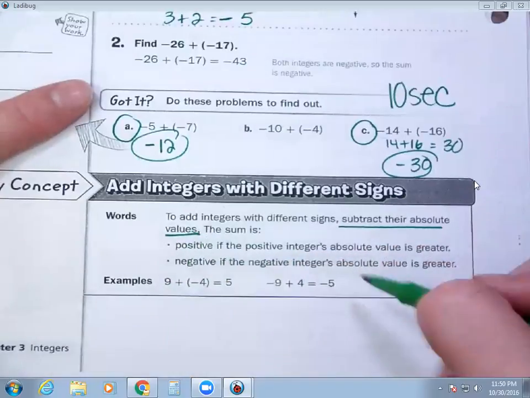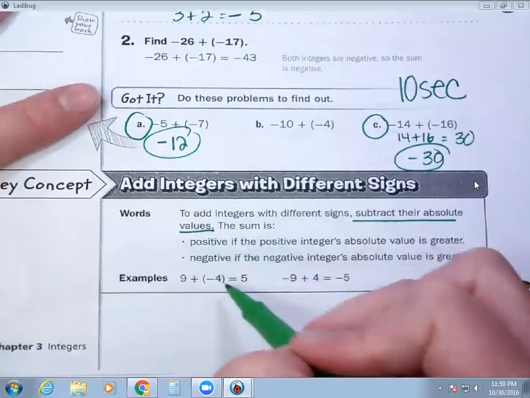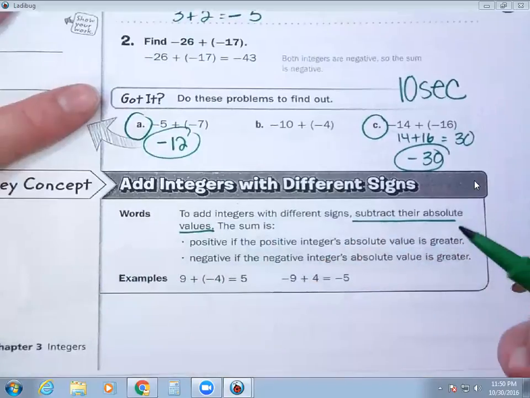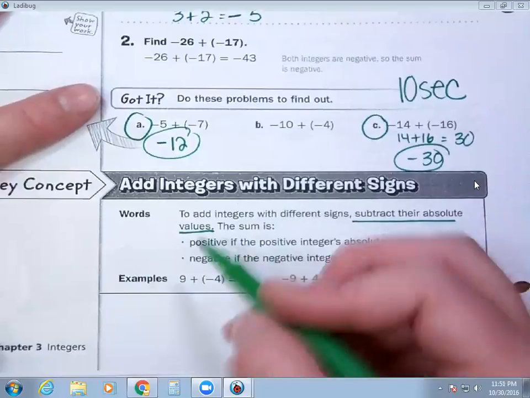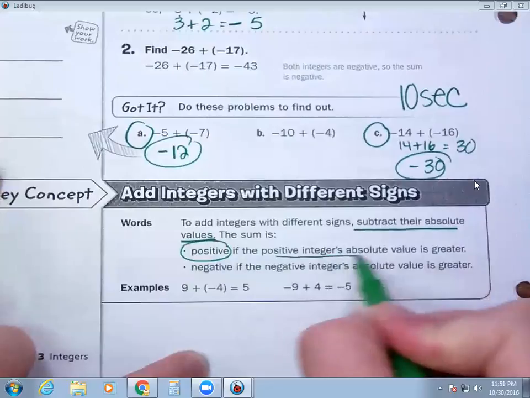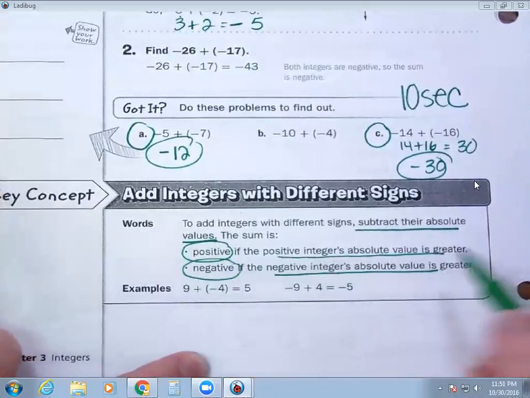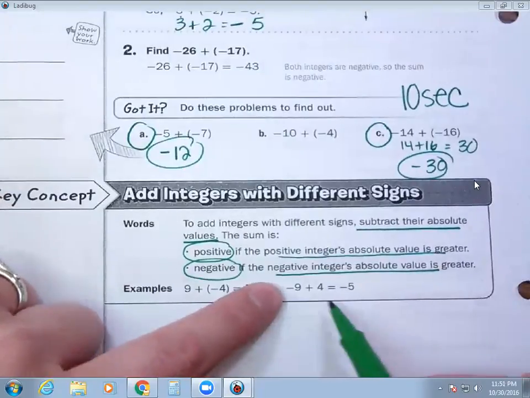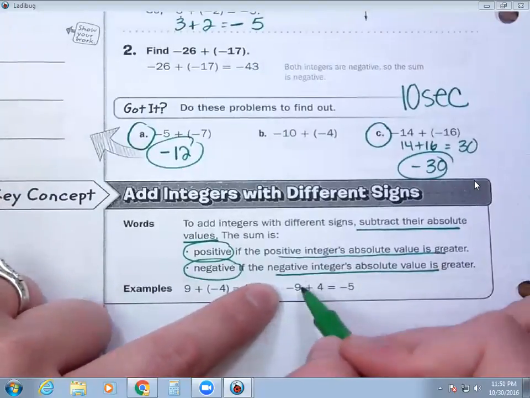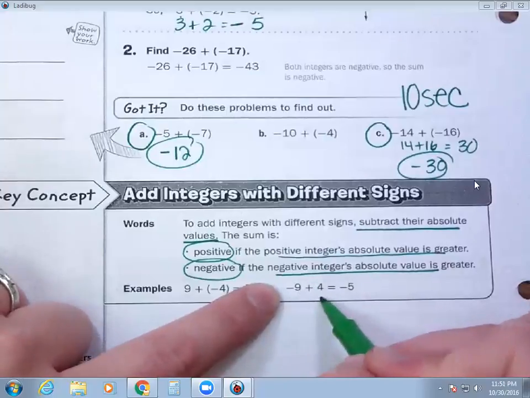Now, don't let my absolute value talk confuse you. The answer is positive if the positive integer's absolute value is the biggest, and negative if the negative integer's absolute value is the greatest. Now, that's important because with -9 and 4, if I say which one's biggest, that's not really right because -9 is way smaller than 4. If I have 4 cookies or if I owe you 9 cookies, this is actually the bigger number, even though it doesn't look bigger.